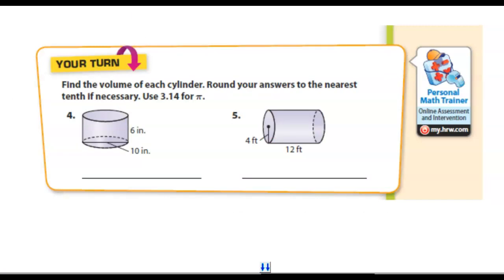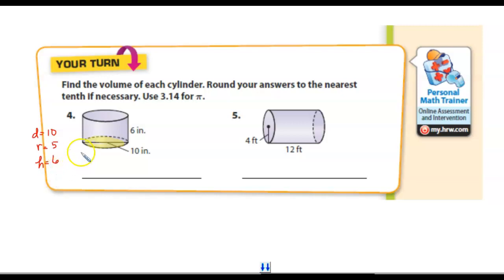All right, let's practice. On number 4, we're going to find the volume. We're going to use 3.14, and if we have a decimal, we're going to round to the nearest tenth. So when I look at number 4, and I look at my base, I notice that I have a diameter of 10. Do I need the diameter or do I need the radius? I do need the radius, and so we know that radius is half of the diameter, so half of 10 is 5. The height of the cylinder, how tall it is, is 6.